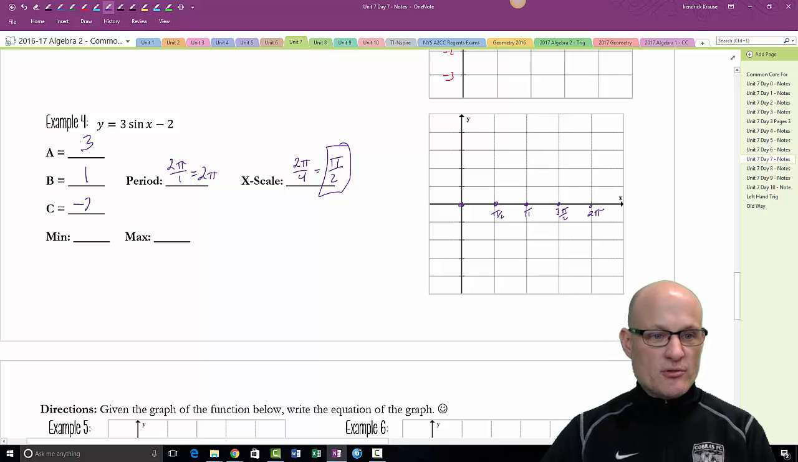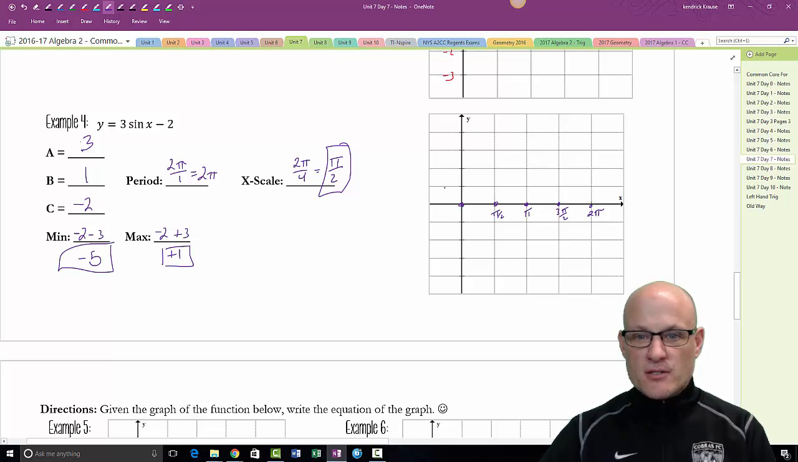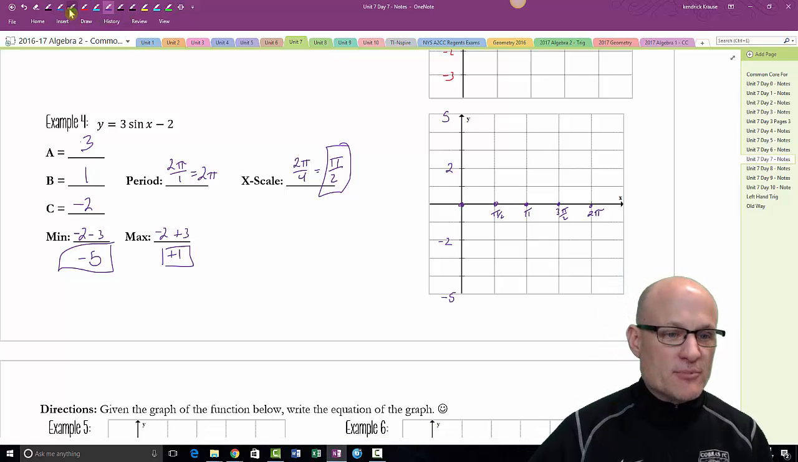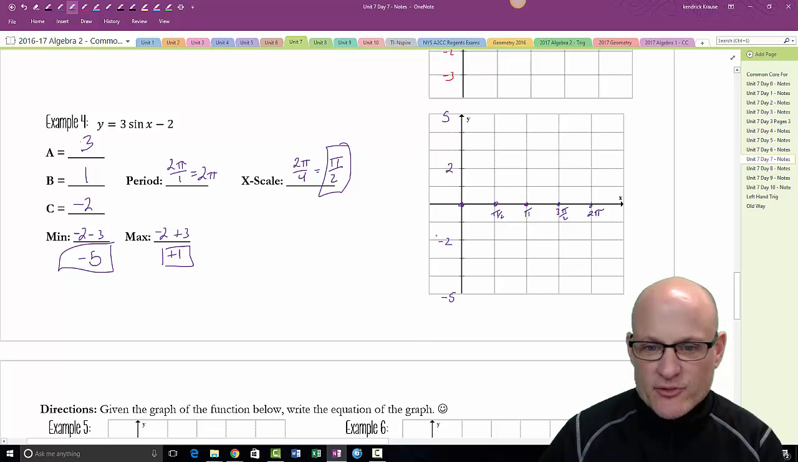C is -2. Take -2, subtract 3. I get -5. That's a problem. Oh, wait, maybe not. -2 plus 3 is +1. There's your max and mins. 2, -2. That means this is -5. That's good. We'll get there. And this is 5. All right. First things first, we're going to put our midline in. Do it in green this time. Our midline is -2.